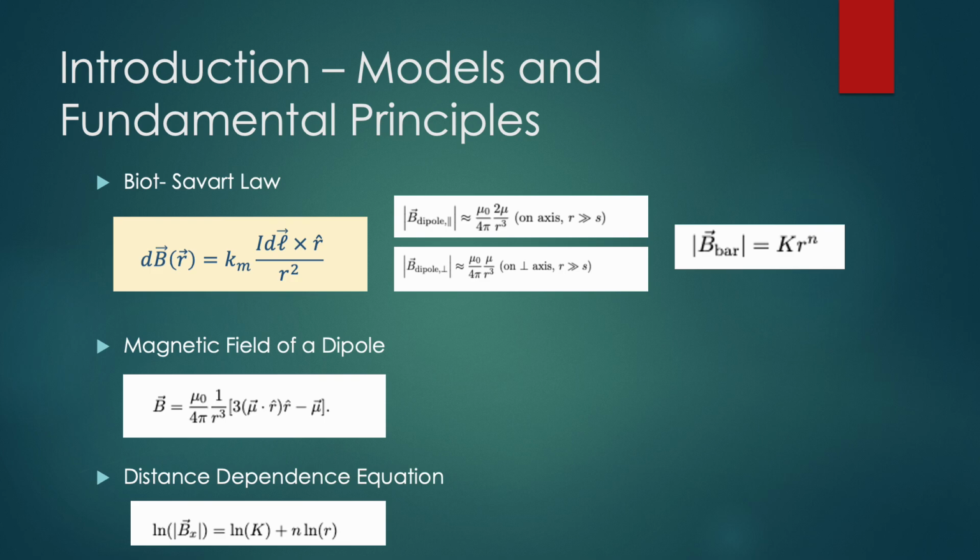The final equation for the magnitude of the magnetic field of a bar is given in the lab to allow us to solve for n. Then we will also be using the general formula for the magnetic field of a dipole and the distance dependence equation given in the lab to solve for the constants n and k.